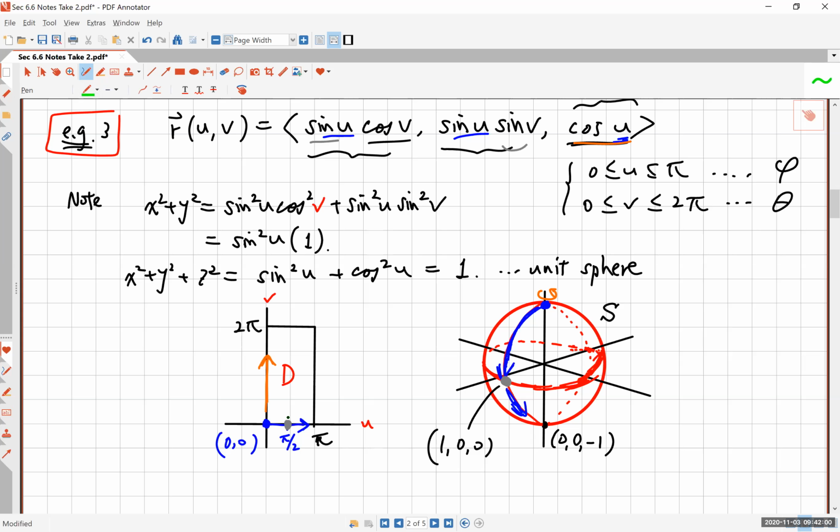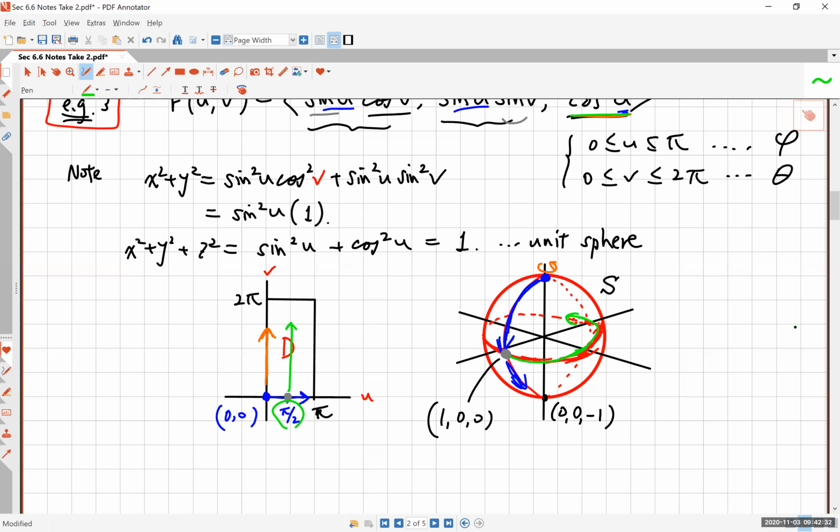How about the bright blue one like this? If you're standing at this point, which is pi over 2 comma 0, that's this gray point, and you start walking in the green direction, then the u of pi over 2 stays the same. So cosine of pi over 2 is 0. The z value stays 0. And then you are going around this way. Okay, so that's what's happening on the surface of the sphere.